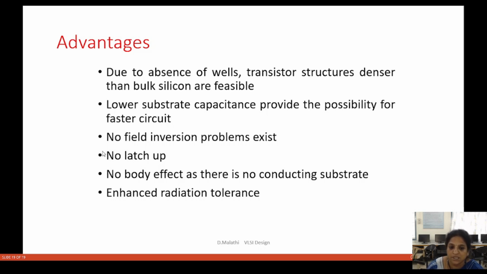No latch up, which is the main problem avoided in SOI, where the parasitic transistors formed during the conduction of the transistor are avoided. No body effect, as there is no conducting substrate. Enhanced radiation tolerance. So these are the four different methods of CMOS fabrication.